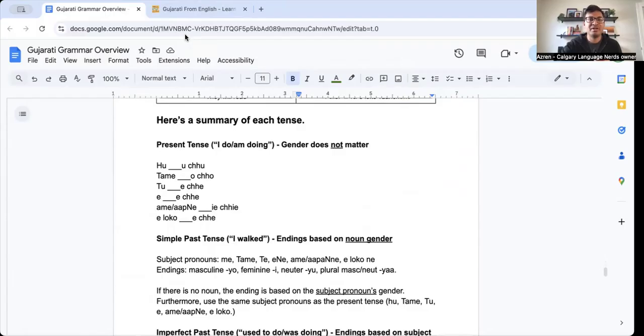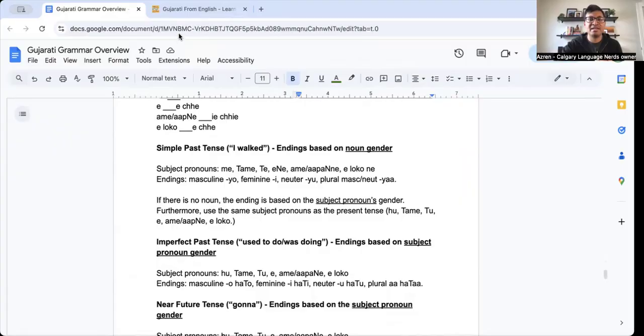So, quick little summary. When I am doing something in the present tense, the gender does not matter. Masculine, feminine, we don't care. Simple past endings matter. The ending is based on the noun gender in general. Noun gender doesn't depend on what your gender is. You're a man or woman, it doesn't matter generally. The noun is what matters.